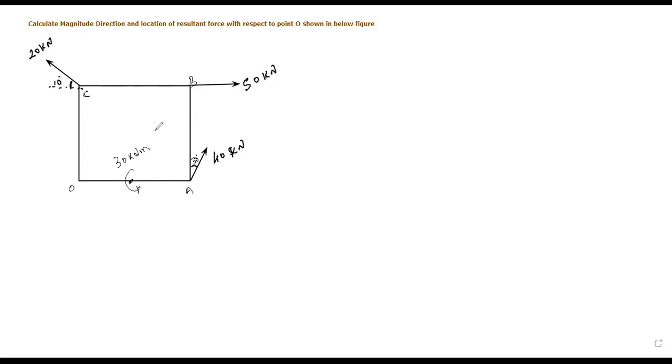Now, what was the statement of the Varignon's theorem? Moment of all the forces of a force system about a point, that should be equals to moment of the resultant force about same point. Yes or no? Everybody with me? We discussed such a statement yesterday. Please give me answer in chat box.